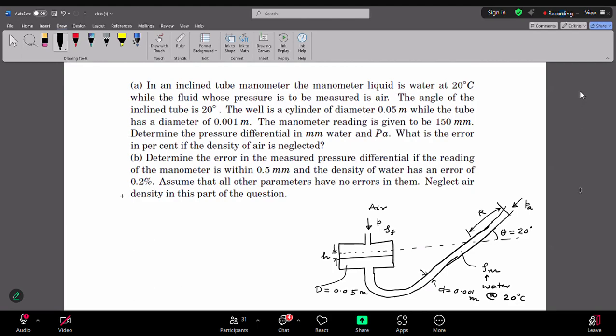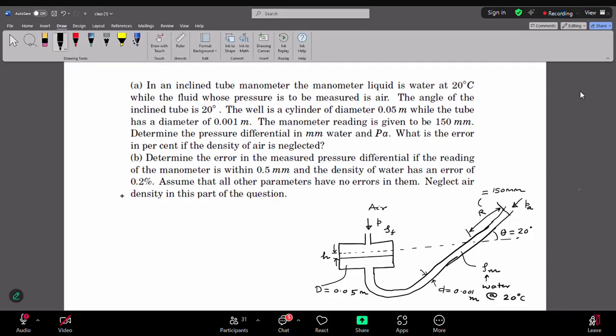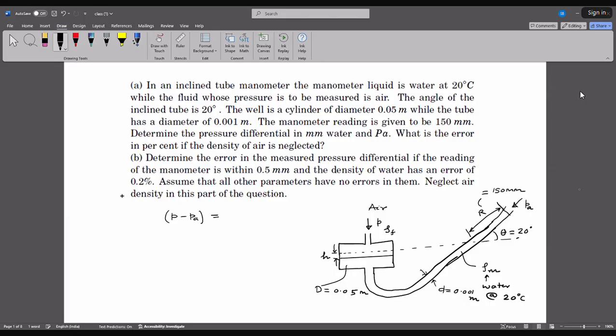Okay. So this manometer reading R is 150 mm. Determine the pressure differential in millimeter of water and Pascal. So it is asking you to find out P minus PA in different units. What is the error in percent if the density of air is neglected?